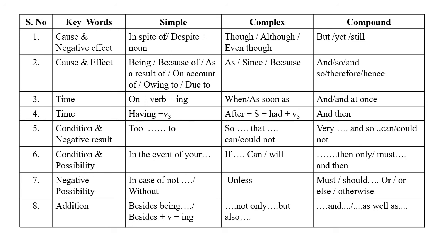Again, tabular column. We have given the tabular column again for you to recall. That is, we have given the phrases as keywords for simple sentences, subordinating conjunctions as keywords for complex sentences, and the conjunctions as keywords for compound sentences. If you keep these words in mind and read the tabular column, you can have a clear idea. You have to write this tabular column twice or thrice and then recall it clearly. This will help you to identify the type of sentence.